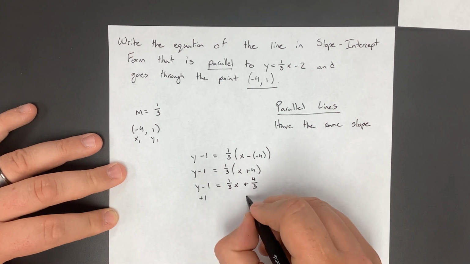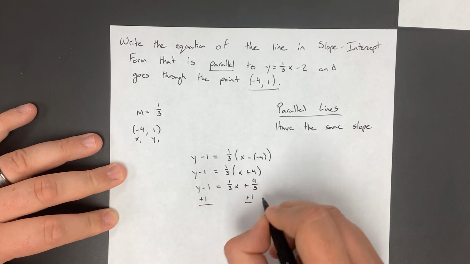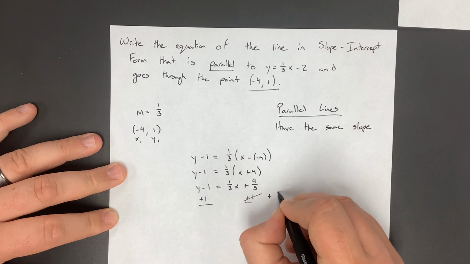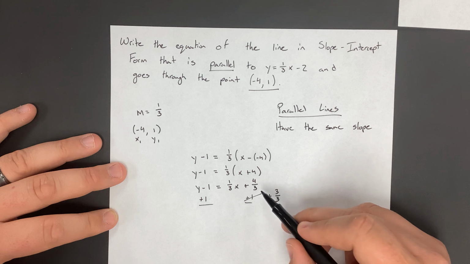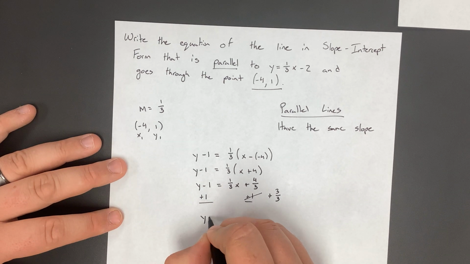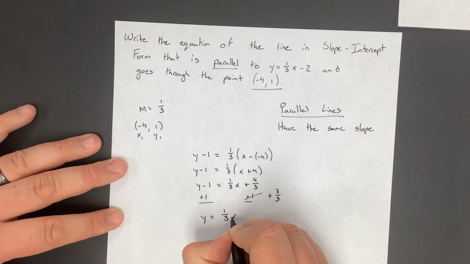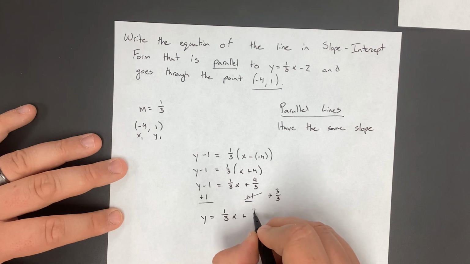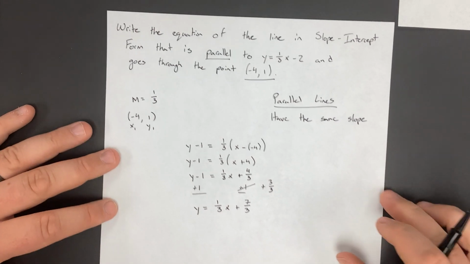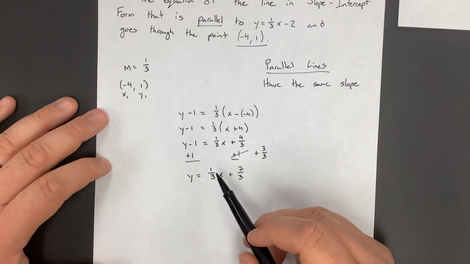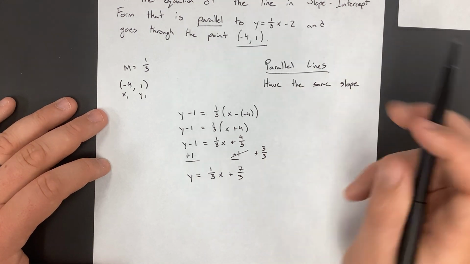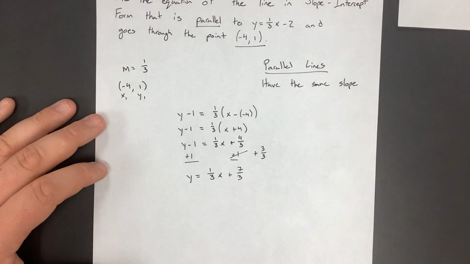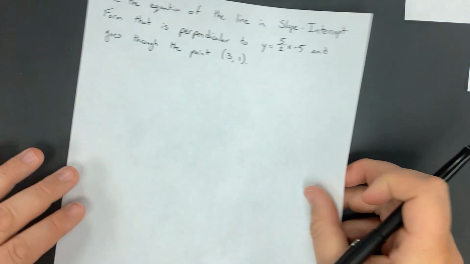We're going to add 1 to both sides. But because we're adding that 1 to a fraction, we have to think of it as 3 over 3, because we have to get those common denominators. So we're going to have y is equal to 1 over 3x plus 7 over 3. And so that would be the equation for our line that is parallel to this one and goes through this point.